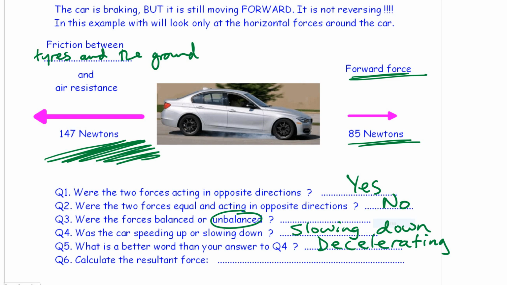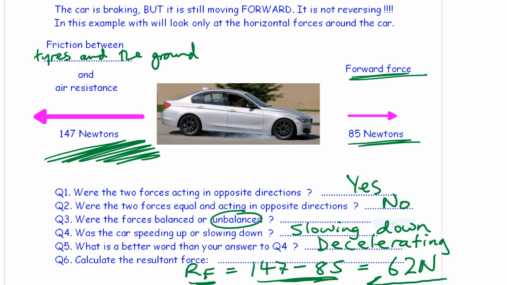Now, calculate the resultant force. The RF, the resultant force. Do the bigger one first, 147. Take away the smaller one, which is 85. And that equals, using my calculator, 147 take away 85, gives us 62 newtons. The resultant force is a single force that has the same effect as all the other forces. But what's the direction? It's in this direction. It's to the left. It is slowing down.